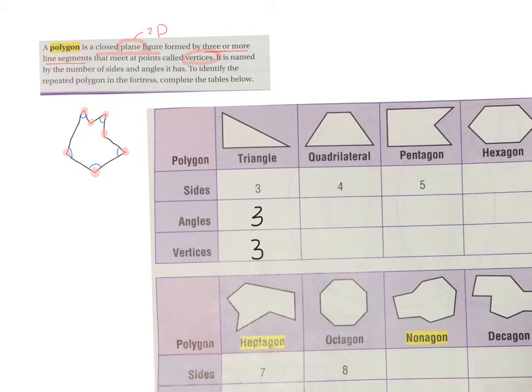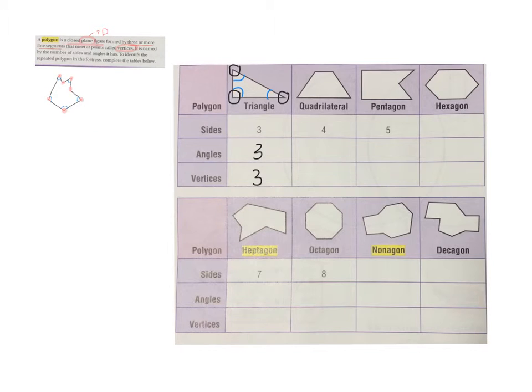In the picture of the triangle they provided you, circle the vertices. And then show the angles with your curved lines. So you'll see 3 vertices, 3 sides, and 3 angles. Very good. Go ahead and complete the chart by circling all the vertices and showing the angles and counting how many there are for each of those figures. Go. So what do we call polygons that have 4 sides, 4 angles, and 4 vertices?